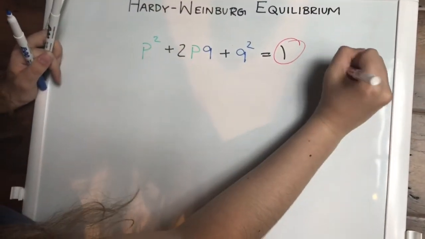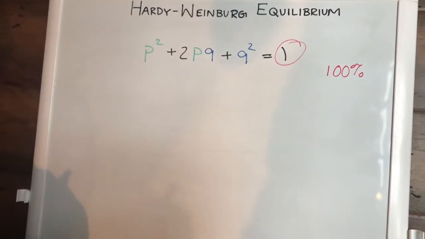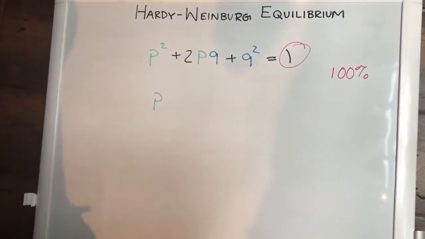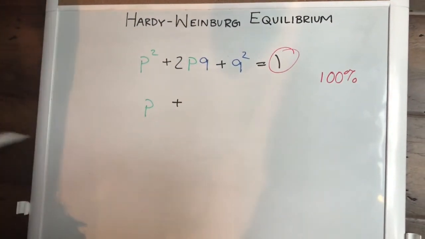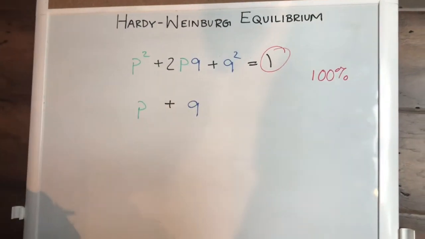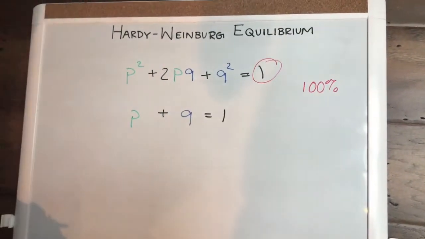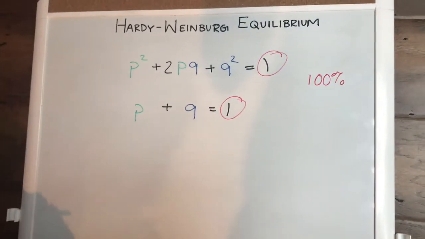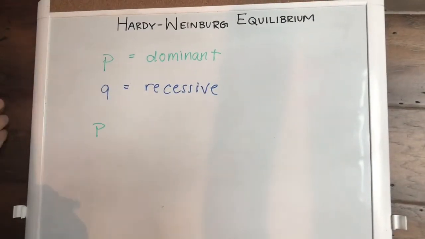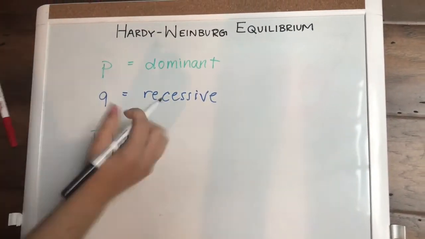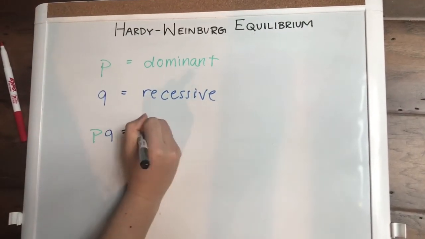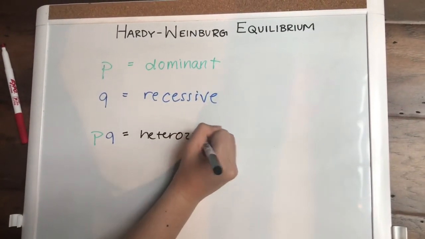The Hardy-Weinberg equation must always add up to 1 or 100%. The p and q values should always add up to 1 as well. Because we are talking about a population, the two frequencies should add up to 100% of the population. Because p represents the dominant allele and q represents the recessive allele, pq represents the heterozygous genotype.